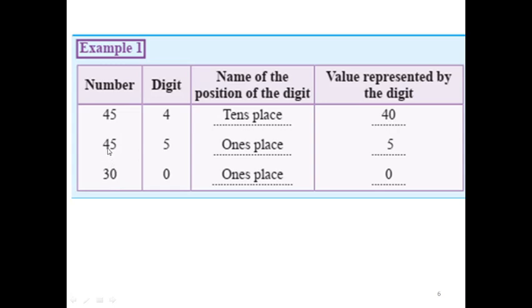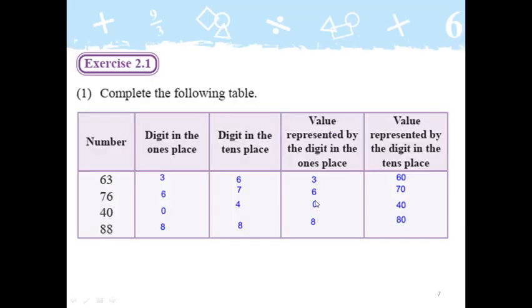Look at this. 45. The digit 5 is in ones place. So 5 into 1, 5. Next, 30. The digit 0 is in ones place. 0 into 1, 0 multiplied by 1 is equal to 0. This 0 is in the ones place. Okay.